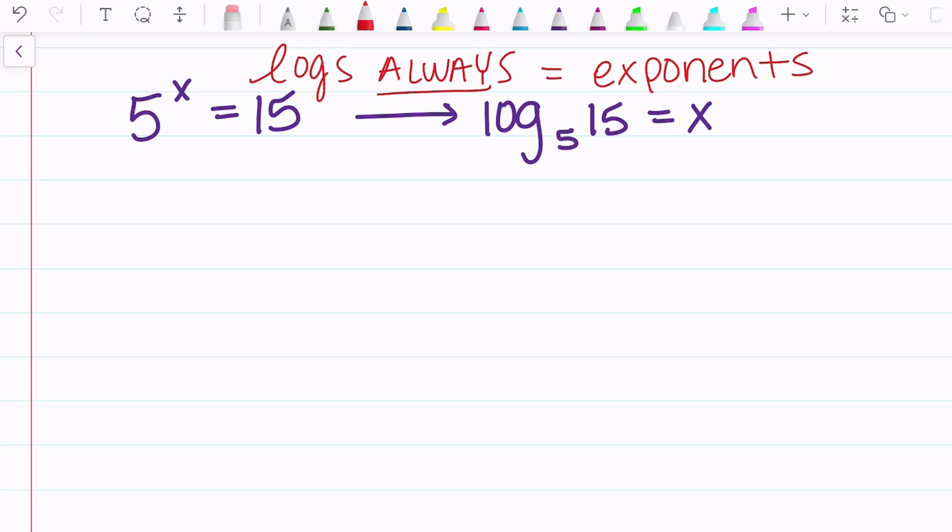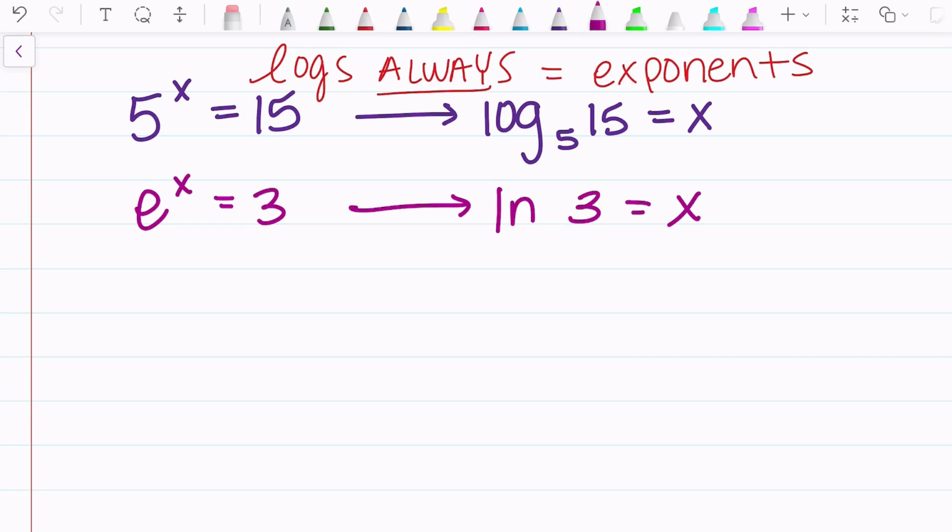All right, so let's just practice this again. If I have e to the x is equal to 3, then I'm going to use natural log, and I don't have to write base e. It's given if you're using natural log. So I have natural log, then I would have the answer is equal to the exponent. Now you can technically write this in the calculator as log base e of 3 equals x, and you'll get the same value. Natural log is just a shortcut.